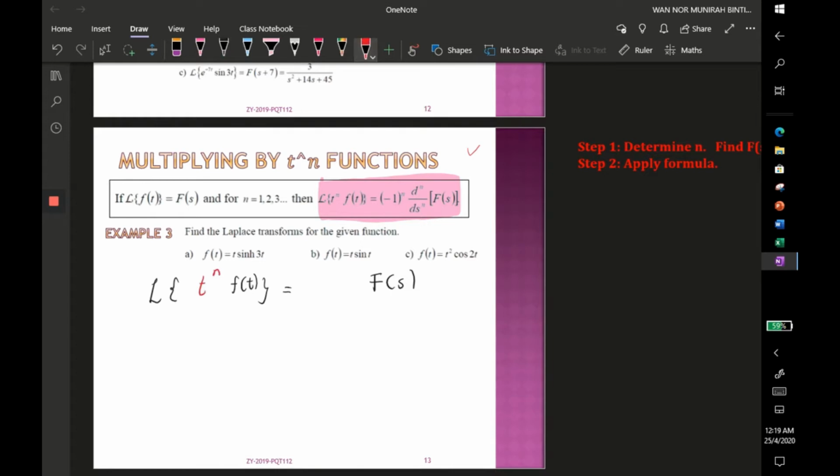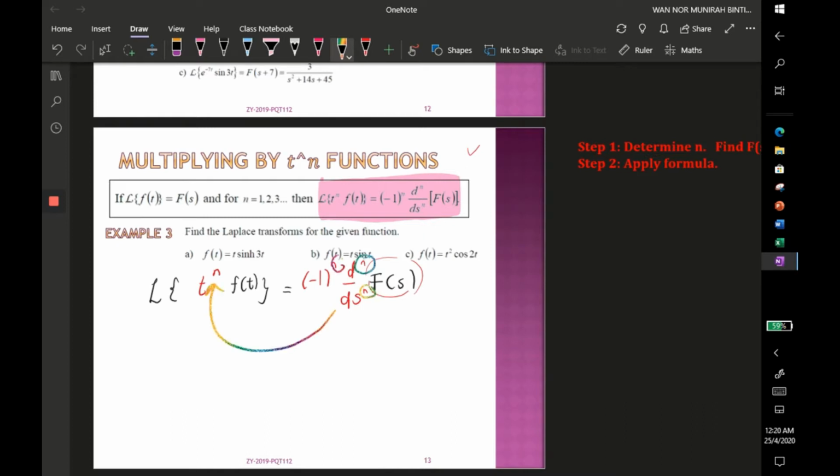So when you have Laplace of t to the n multiplied by a function f(t), the property says that it is equal to (-1)^n times the n-th derivative of F(s). Differentiate your F(s) here n times. Where does n come from? So n comes from your t to the n.